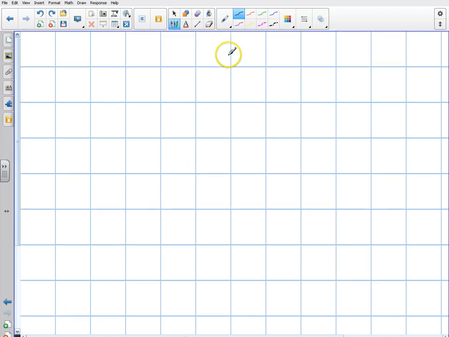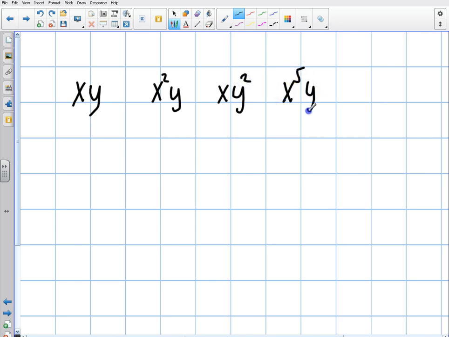Okay, so now let's do something interesting. Let's find a least common multiple of variables, right? What if we had some crazy variables like this? Let's say I had x and y, okay, like this. And let's say that I had x squared and y, and then I had x and y squared. And then let's say that I have x to the fifth, y to the third. And I want to find the least common multiple of all of these. So how would I do that?